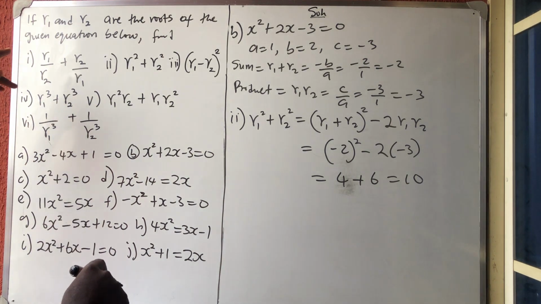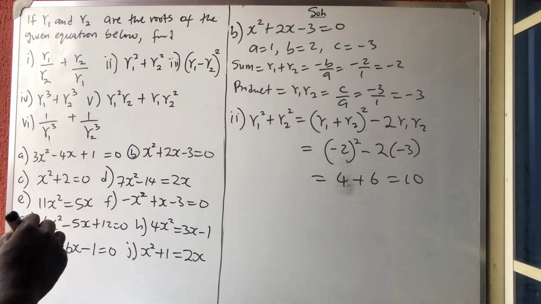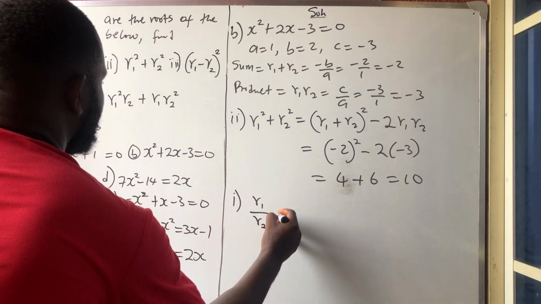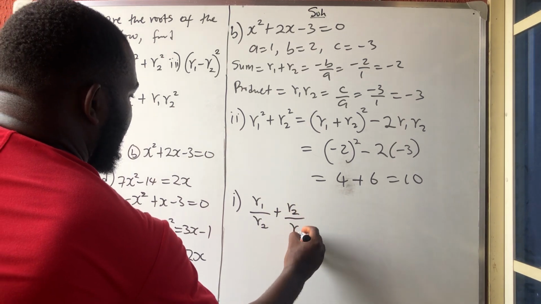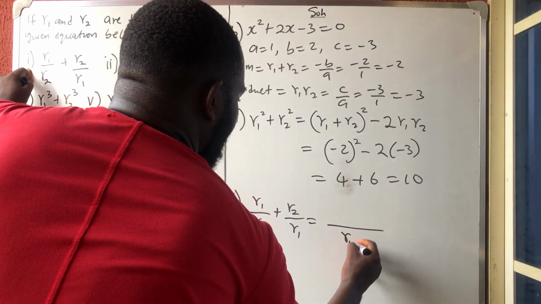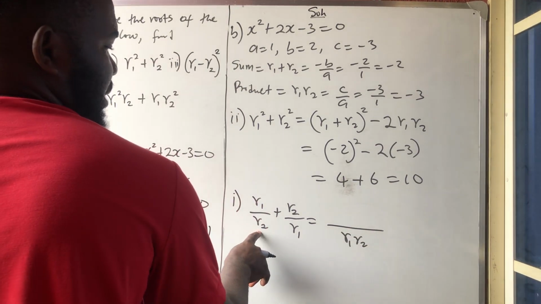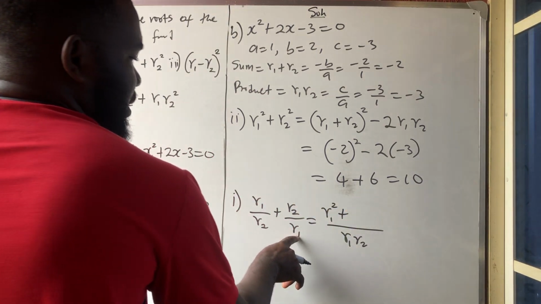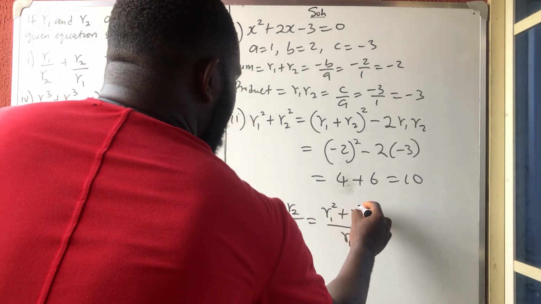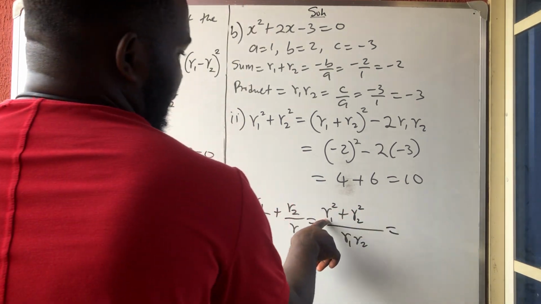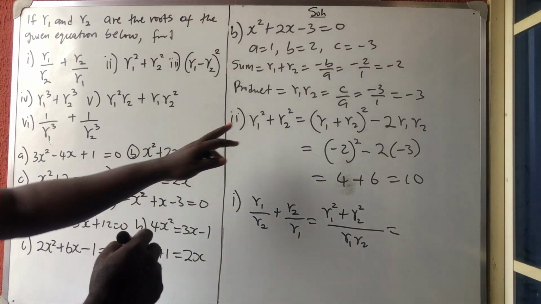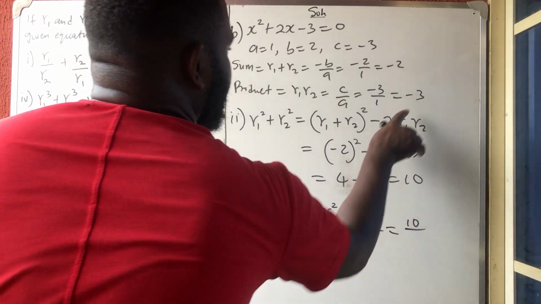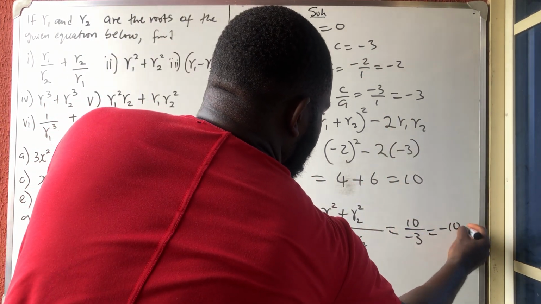So let me solve I. I said R1 over R2 plus R2 over R1. So if you look at this, the LCM is R1 R2. When both of them divide, this is meaning R1. R1 times this will give you R1 squared plus, when both of them divide this, I'm getting R2. R2 times this will give you R2 squared. Okay, but we have gotten R1 squared plus R2 squared as 10. So I'm having 10 divided by, then this one gave me minus 3. So which is minus 10 over 3.